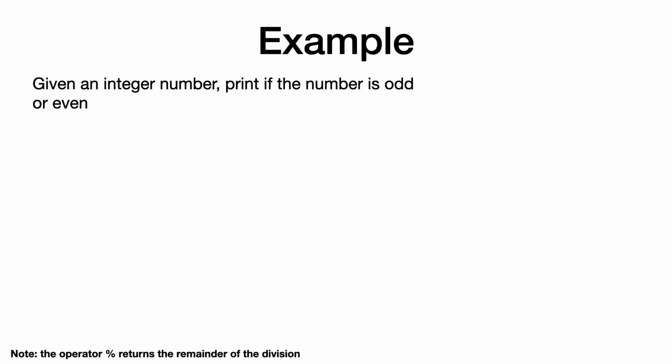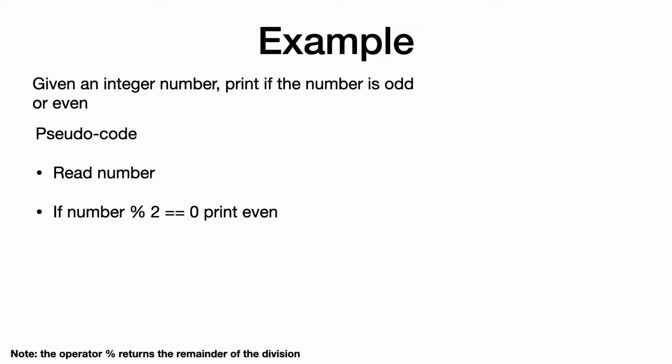Let's see another example. Given an integer number, print if the number is odd or even. Let's first start with the pseudocode. First we read the number, then we use a conditional to ask if the number is even. In this case, we are going to use the operator percentage, which is also called the remainder of the division. If the remainder of a number divided by 2 is 0, then the number is even. That's the definition of an even number. So if that condition holds, we print the number is even. If it doesn't hold, we print the number is odd.